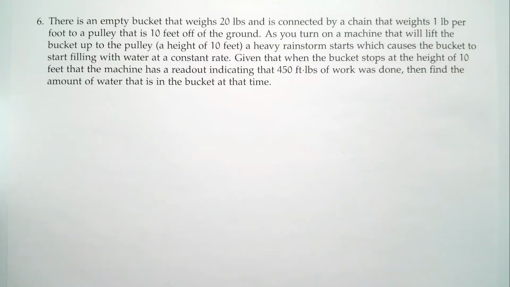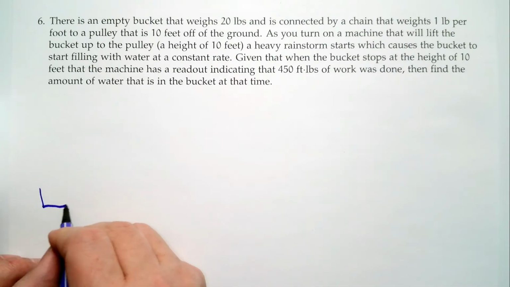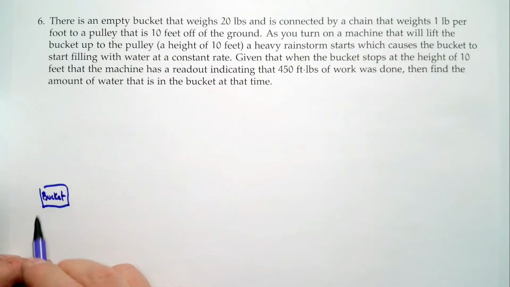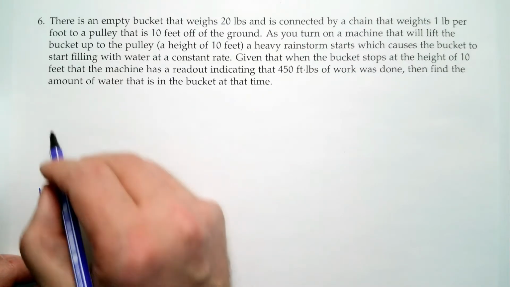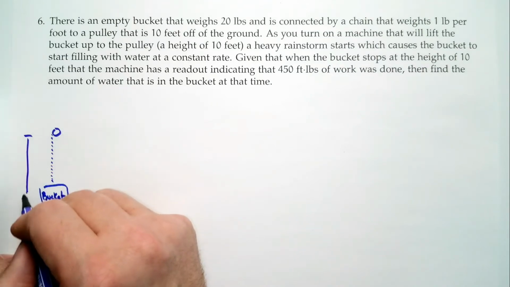Good physics. There's an empty bucket that weighs 20 pounds and is connected by a chain that weighs 1 pound per foot to a pulley 10 feet off the ground. So let's see. We should probably be drawing some pictures here. So this is a bucket. You can tell it's a bucket because it says bucket. Then there's a chain. And there's some sort of system here. Okay, so this is 10 feet.